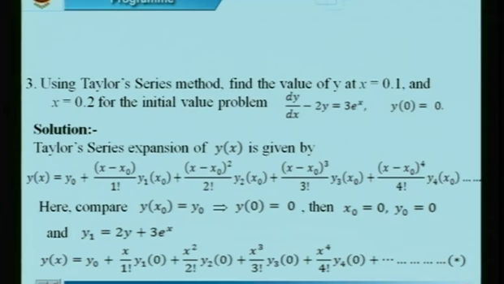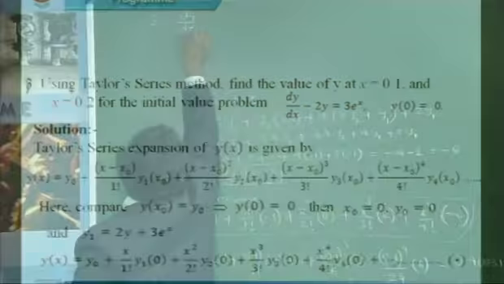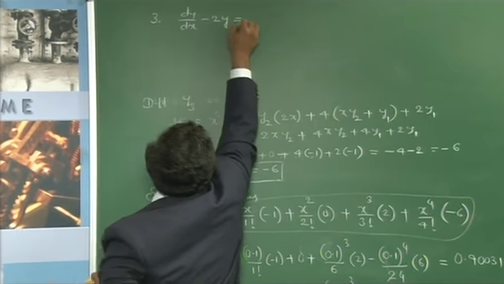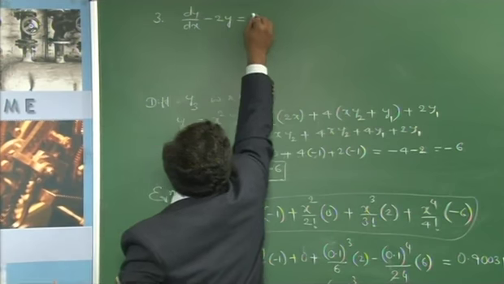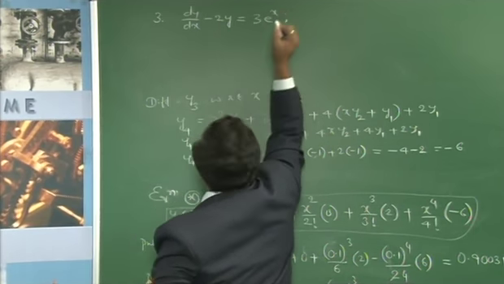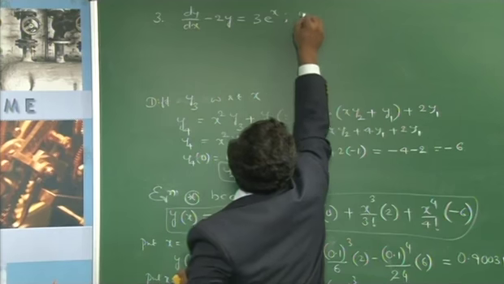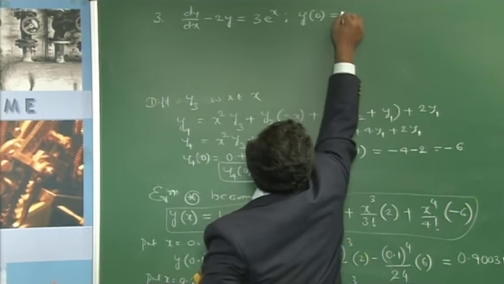So let me take one more problem to understand this Taylor series expansion again. It is a very important problem from the examination point of view also. Example number 3. Solve again the same initial value problem, dy by dx minus 2y equal to 3 e power x, at the point y of 0 equal to 0.